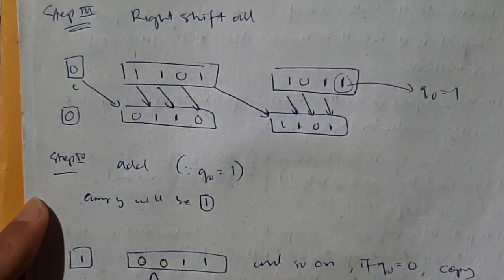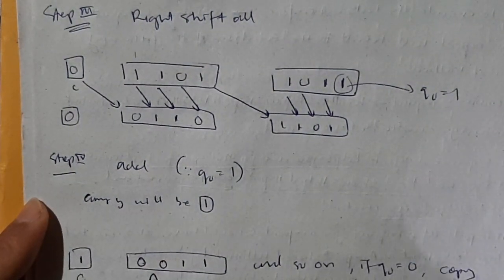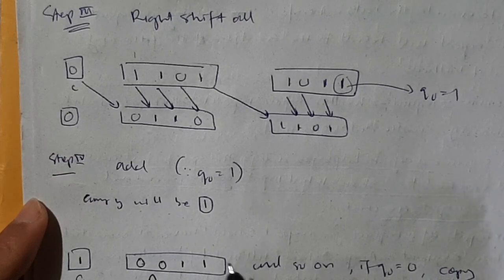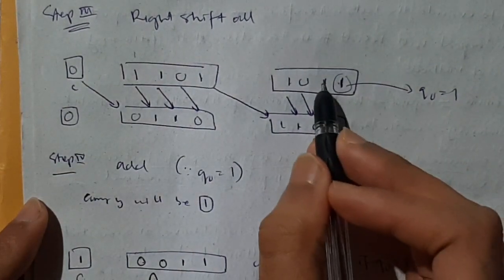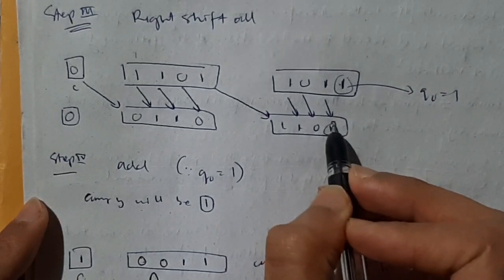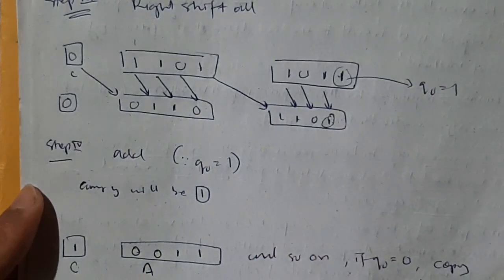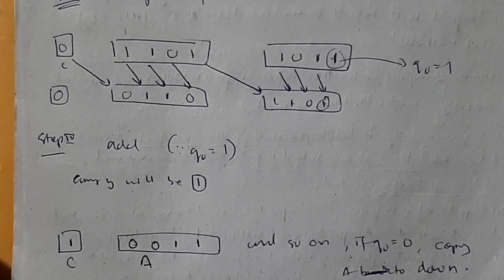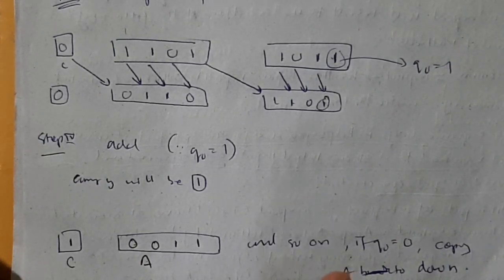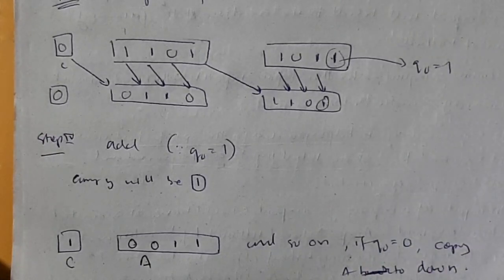Okay, so that's the way you do. Now again you need to check if q naught is 1. Q naught will be this, right? Q naught has gone from here, again this will be here, q naught is again 1, so you need to add again, and so on. You need to do this until the number of bits is reached, that many number of times you need to iterate.